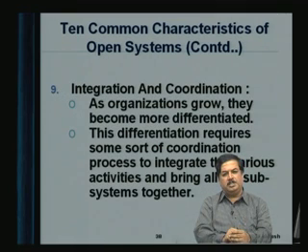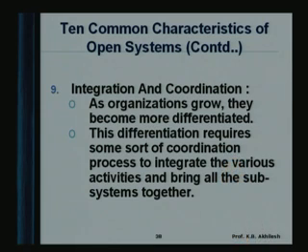And the ninth characteristic is integration and coordination. As organizations grow, they become more differentiated. The more differentiation is required to meet the external resource acquisition and the throughput activities and also the products and services it provides back to the open system. So this differentiation requires some sort of coordination, a process to integrate the various activities, making sure that there is no wastage of resources or activities, and bringing all these subsystems together.